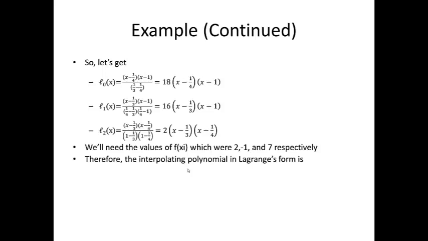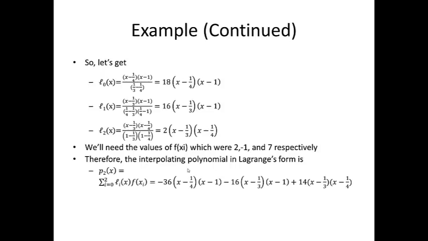And we're going to multiply those times the L sub i's. So, therefore, the interpolating polynomial in Lagrange form is minus 36, which is 2 times 18, times (x minus 1/4)(x minus 1), minus 16 times (x minus 1/3)(x minus 1), which is minus 1 times L1, plus 7 times L sub 2, which is 14 times (x minus 1/3)(x minus 1/4). It's a mouthful anyway.